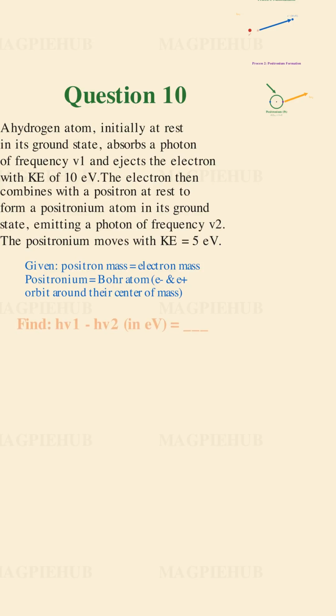We are given that positron has the same mass as the electron, and positronium can be treated as a Bohr atom. We need to find the difference between the two photon energies, Nu1 minus Nu2, in electron volts. Let us review the key concepts needed for this problem.